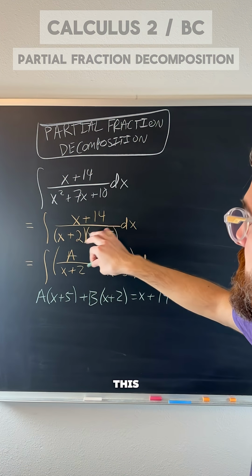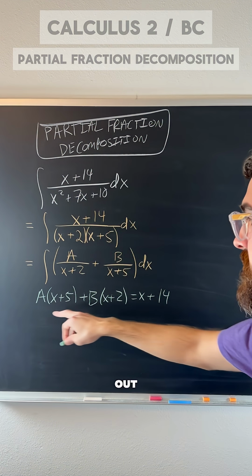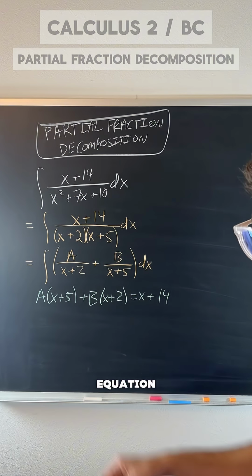We then go ahead and set this expression and this expression equal to each other, getting a common denominator here, and then canceling out the denominators. That would give us this working equation here.